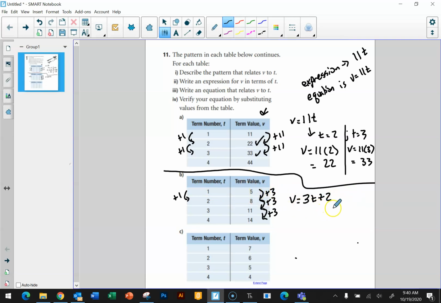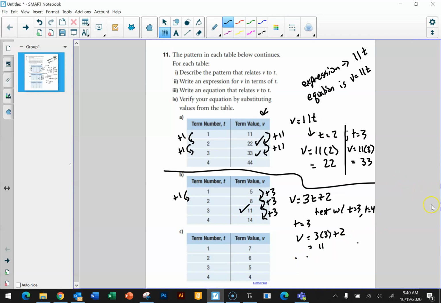Let's test it with a couple others, okay? So now let's test with t equals 3 and then t equals 4. So if t equals 3, your equation never changes. It's v equals 3 times the t, which is 3, plus 2. So 3 times 3 is 9, plus 2 is 11. Does that check out with t equals 3? Yes, it does.